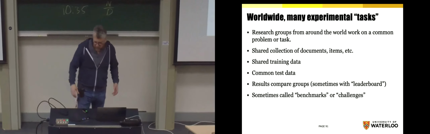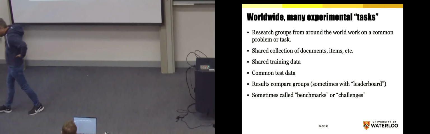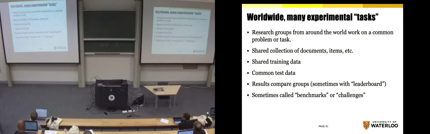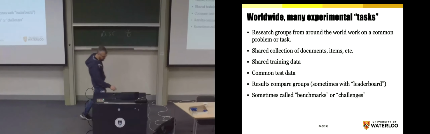And there's a bunch of places that you can test what you're doing, okay? So around the world, there are lots of different research groups that work on common problems and tasks in machine learning for search. There's a shared collection of documents, shared training data, common test data. Sometimes they have a leaderboard, right? And sometimes these things are called benchmarks or challenges. There's a bunch of them in academia.